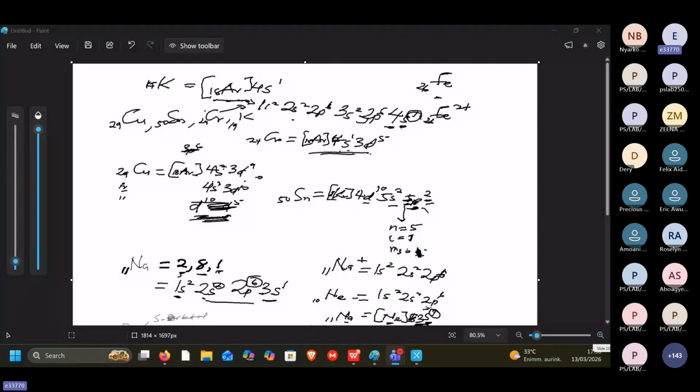Okay, how about this one? Lead. What's the atomic number for lead? Can somebody show me the periodic table? Lead is 82. So let's try the electronic configuration for lead.